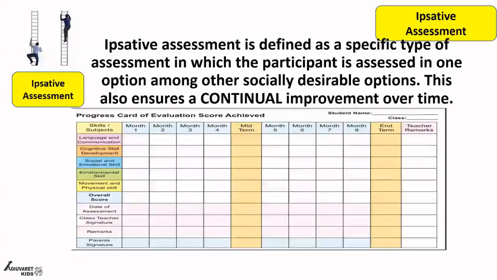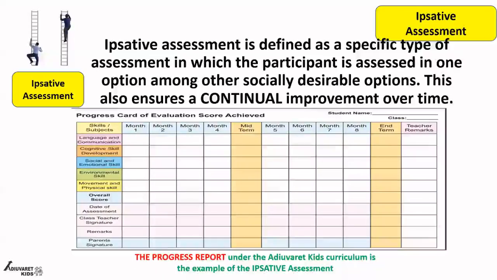If you look at it from an example perspective, Eduvated Kids has a very, very innovative progress report. The moment you see this progress report, it is tracking the skills from month 1 onwards. If you look at the left-hand side, in the first column, you can see the criteria-referenced components: language, communication, cognitive, social, environmental, movement, all these things. Every month, the child's assessment is reflected in this progress report, and the reflection shows whether the child is improving, stagnant, or not improving.